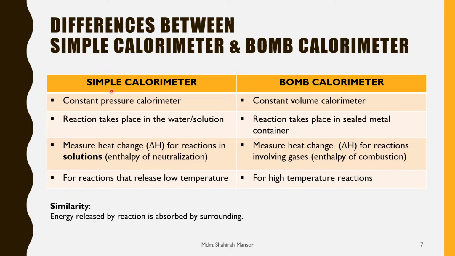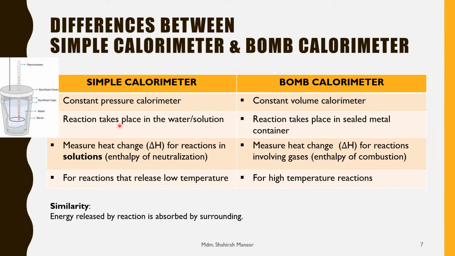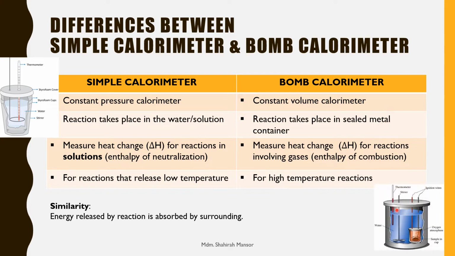So for simple calorimeter, chemical reaction takes place in the water or solution. So as you can see in this simple calorimeter, we put our reactants here, and the reaction will take place inside the calorimeter. So basically the medium we use for the chemical reaction is a solution medium. Okay, different from the bomb calorimeter. So for bomb calorimeter, chemical reaction takes place in a sealed metal container. Okay, so this is the form of the bomb calorimeter.